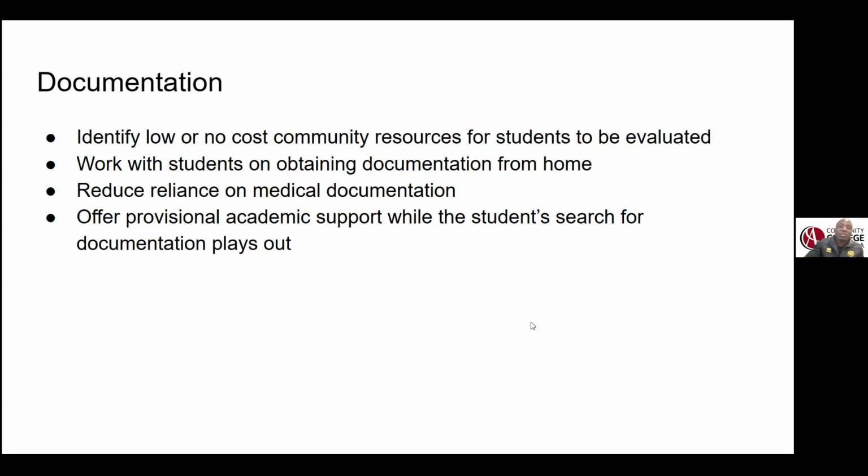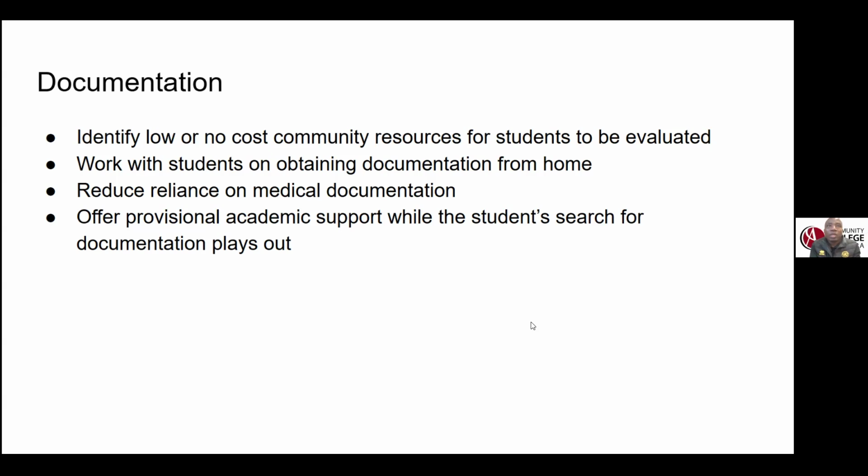Someone who is diagnosing that in another country might not be someone who can diagnose such a condition here in the US. But as a disability office, we shouldn't let our focus be on documentation alone. We should also consider other information students share with us, to reduce reliance on medical documentation.